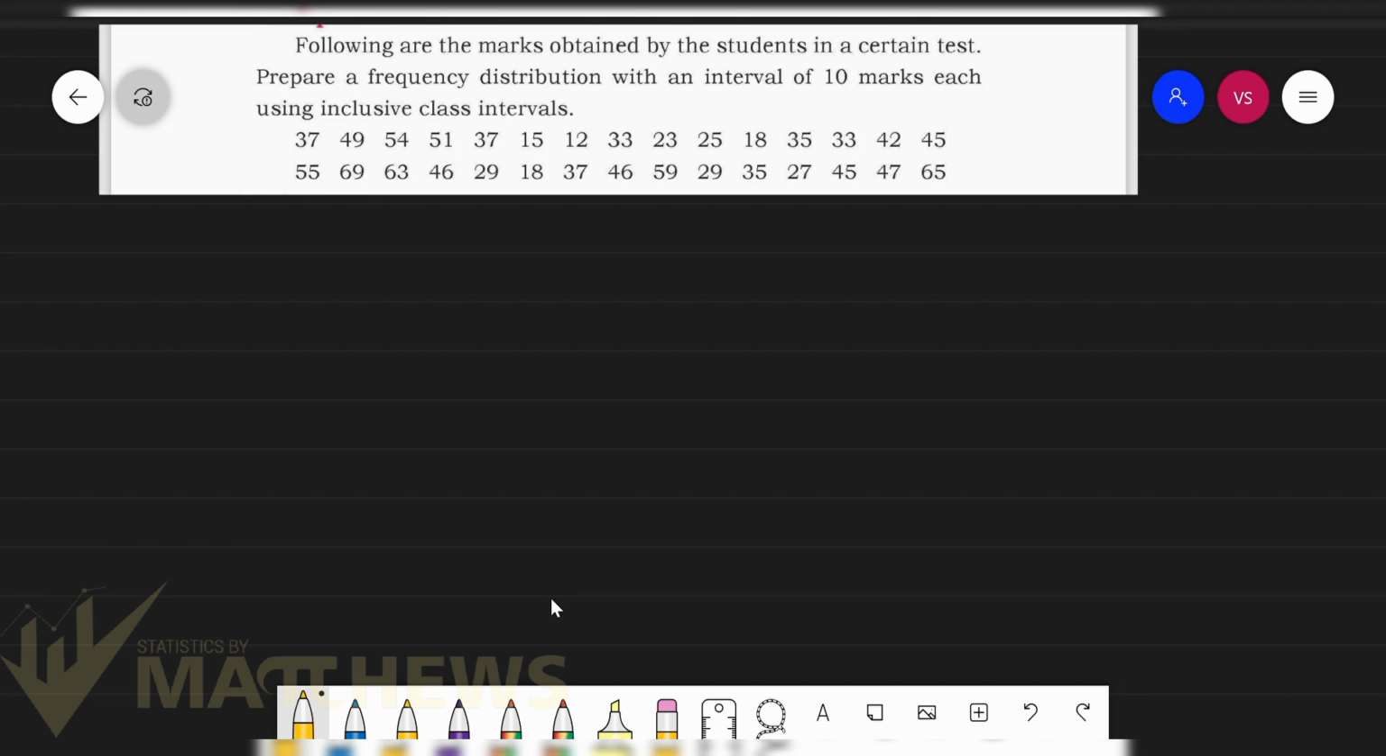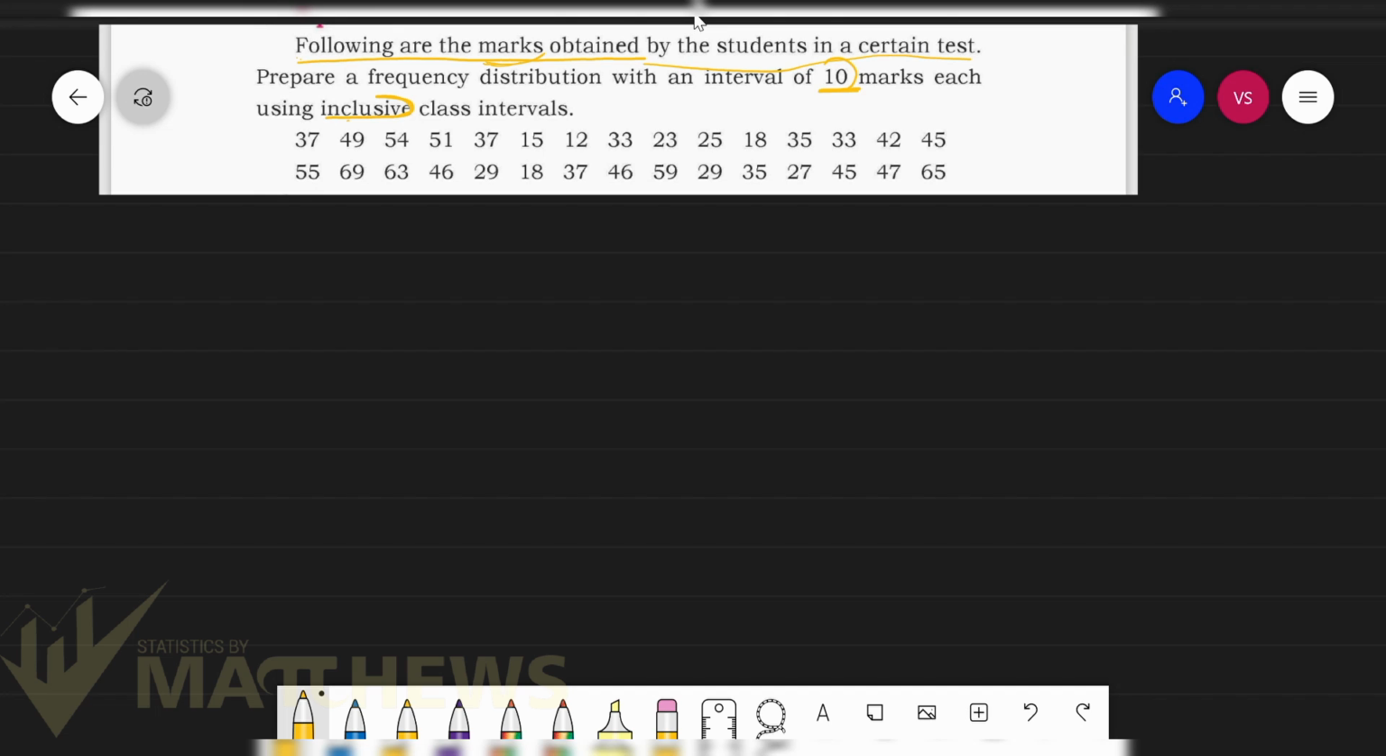Okay. Now, the question or the data that is seen on the screen right now is a very interesting one. You can just see this. Following are the marks obtained by the students in a certain test. Marks, that means the variable here is marks for us. Prepare a frequency distribution with an interval of 10 marks. Interval of 10 marks has been mentioned here. And using inclusive, one more word, inclusive, has been mentioned. Clear, students? And they have given us the data. Okay, so now how to form this is what we need to do.